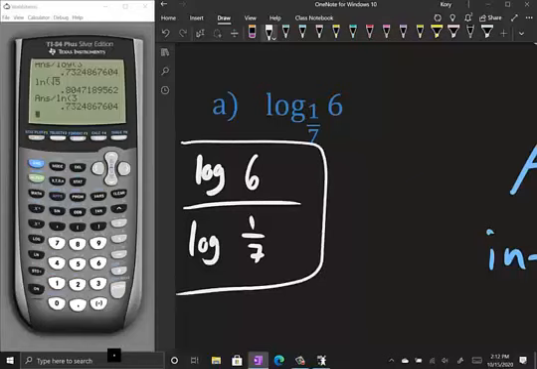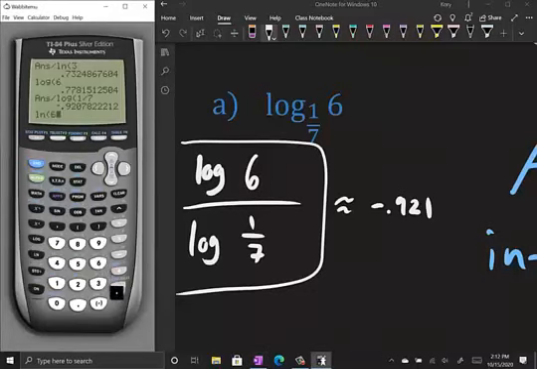If we want to plug this into our calculator, so log 6, enter, divided by log 1/7, enter, and we get our answer of negative 0.921. So it's approximately negative 0.921. If you wanted to use ln, you can still use ln. So ln 6, enter, divided by ln 1/7, enter, and we get the same exact answer.